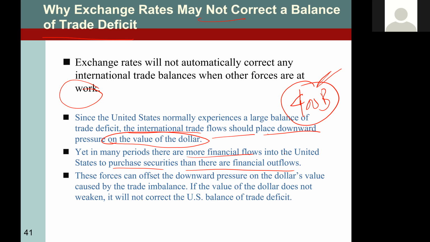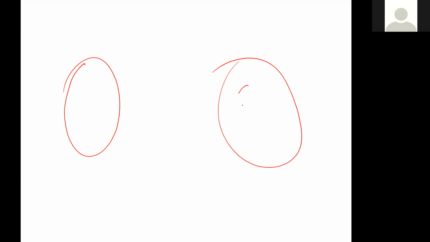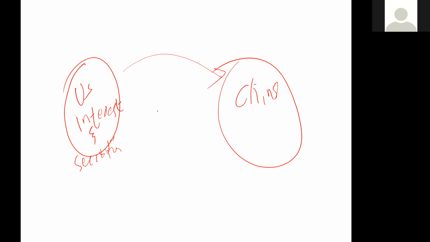Other reason is interest and securities. All the money is going to the forex market. It means dollar and yuan are going to be traded. So what happened, even though the dollar has a higher value, we are importing more, right?